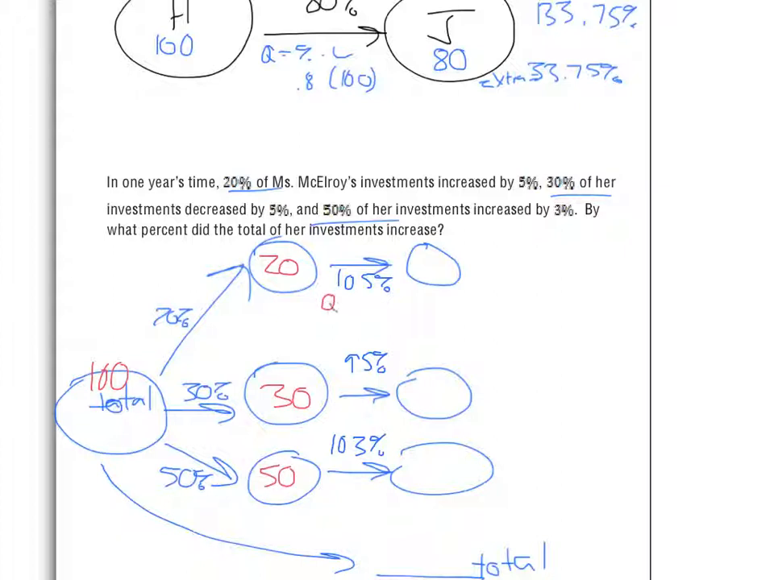So now Q is equal to percent times whole for this one. It's going to be 1.05 times 20. Q is equal to percent times whole for this one. It's going to be 0.95 times 30.